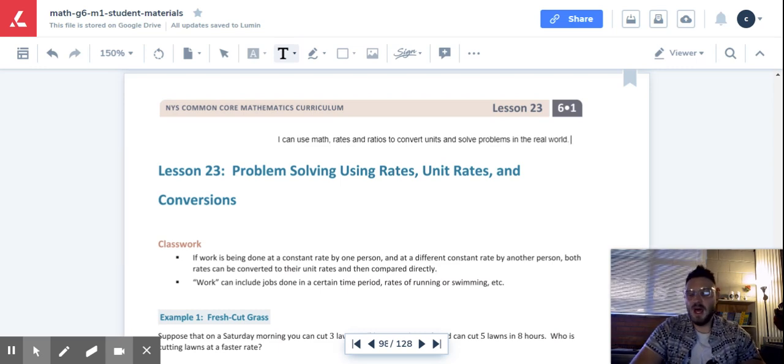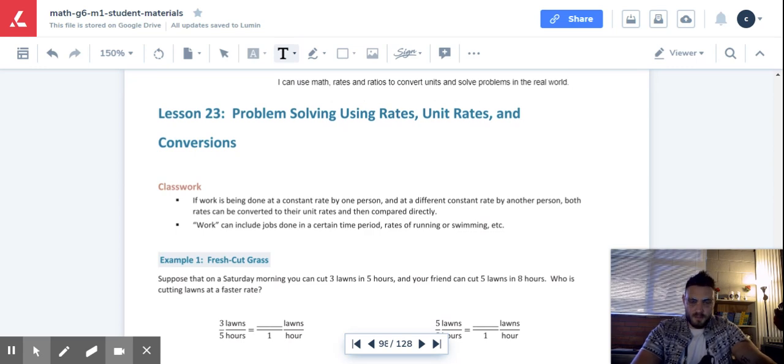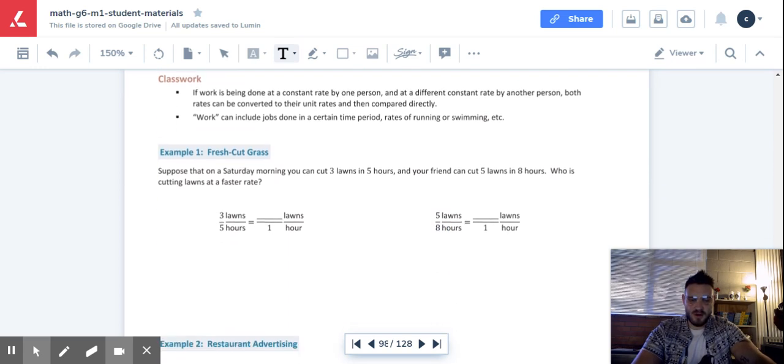So if I have a piece of wood and I need to make a table out of it, I'm going to decide how many cuts I need to make because I want to do less work. So here we go. Problem solving using rates, units, and conversions.